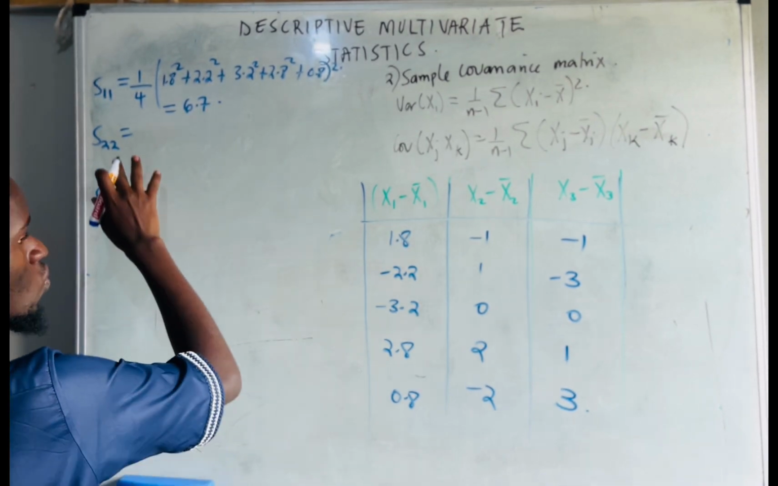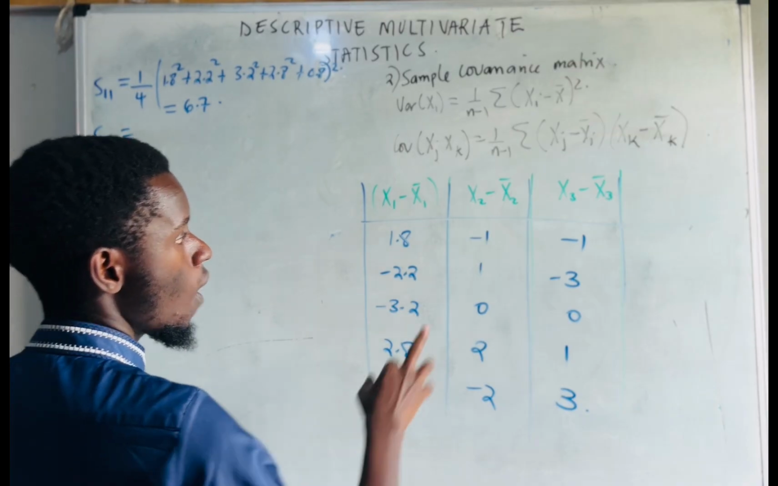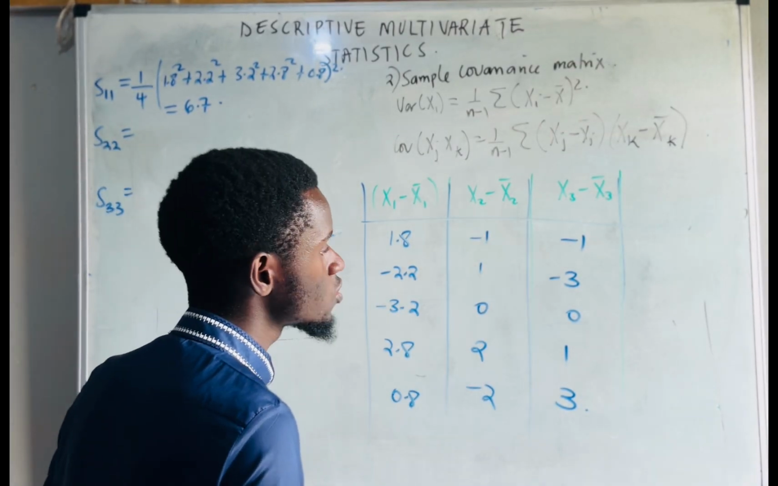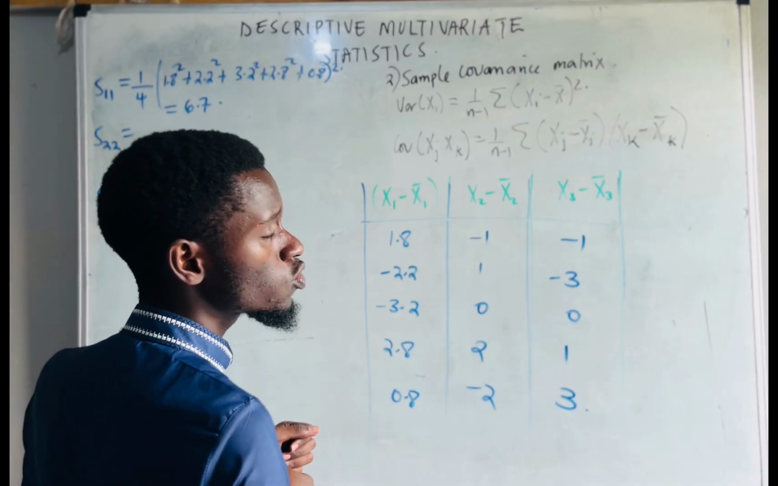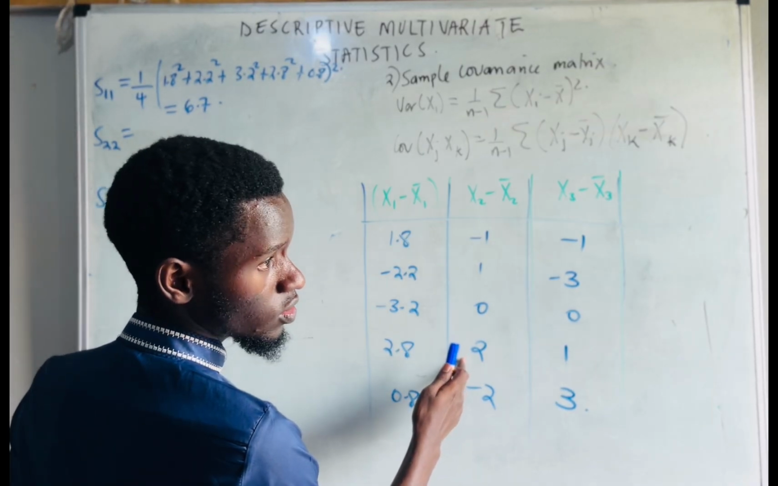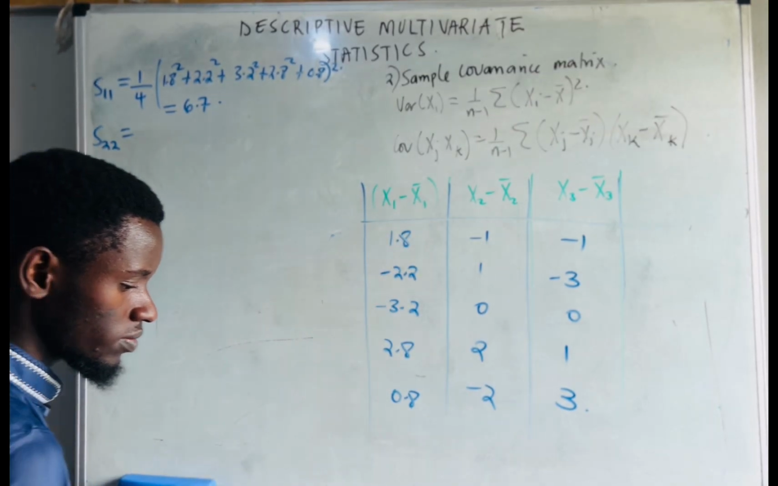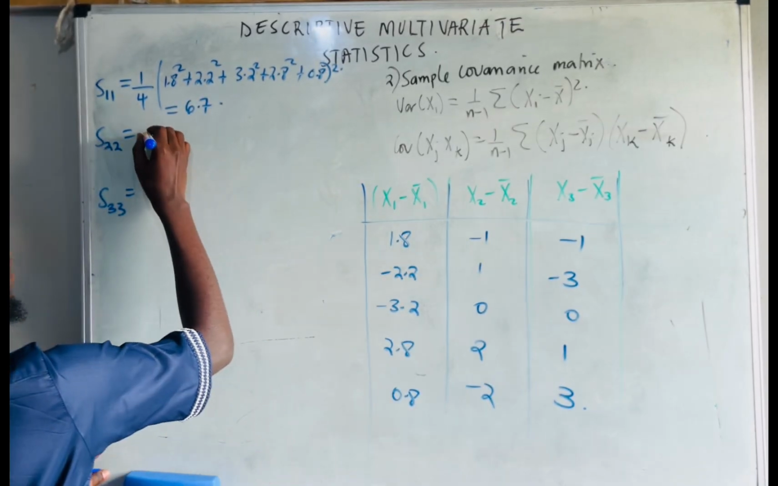Also, to get S22, we come to S22 here. We square and then divide by 4. Negative 1 squared is 1. 1 plus 1 is 2. 2 plus 0 is 2. 2 plus 4 is 6. 6 plus 4 is 10. Then 10 divided by 4 is going to be 2.5.